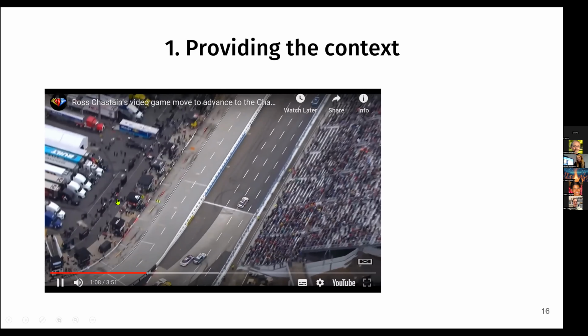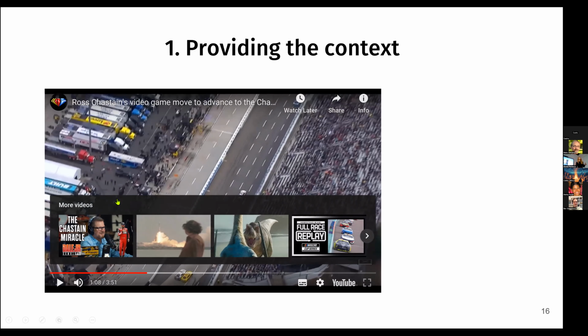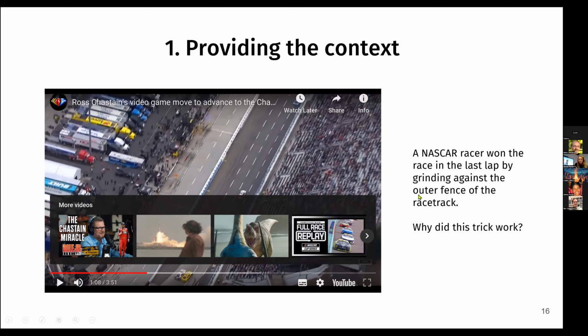Okay, you got what happened, right? Yeah. I mean, the pilot could speed up by grinding against the outer fence. Mm-hmm. Okay, so after seeing this video, we ask ChatGPT to answer this question. Here. Yeah. Okay, so we ask: a NASCAR racer won the race in the last lap by grinding against the outer fence of the racetrack. Why did this trick work?